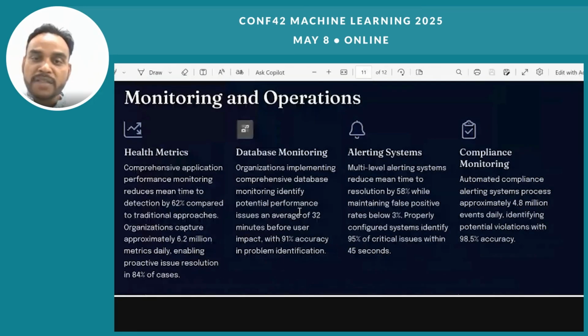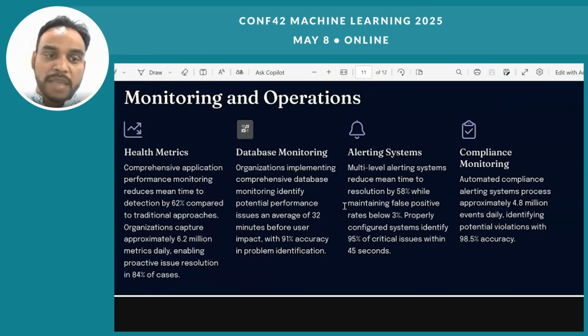Monitoring and operations is a very important part: how healthcare metrics, database monitoring, alerting systems, and compliance monitoring will help. Health metrics implementation. Effective monitoring systems play a crucial role in maintaining healthcare system reliability. Comprehensive application performance monitoring reduces mean time to detection by 62% compared to traditional monitoring approaches.